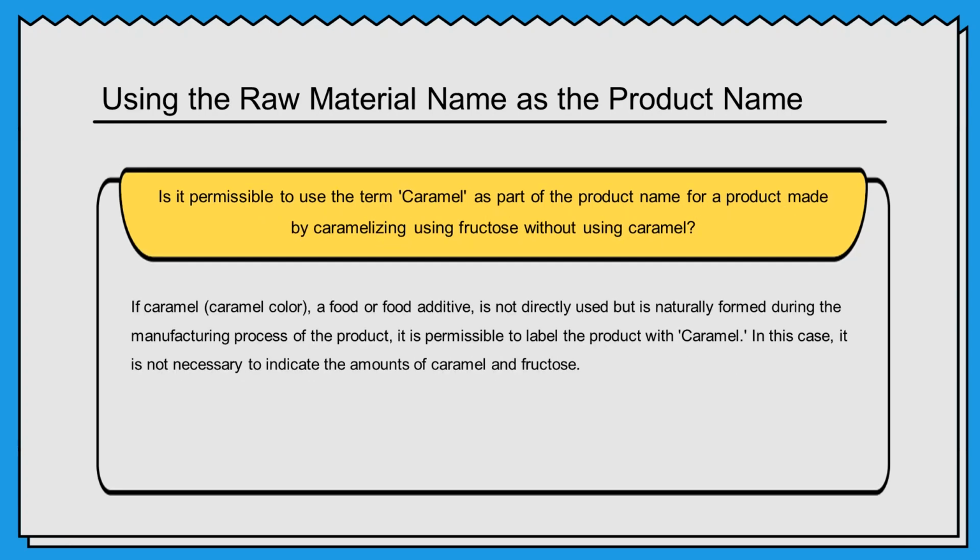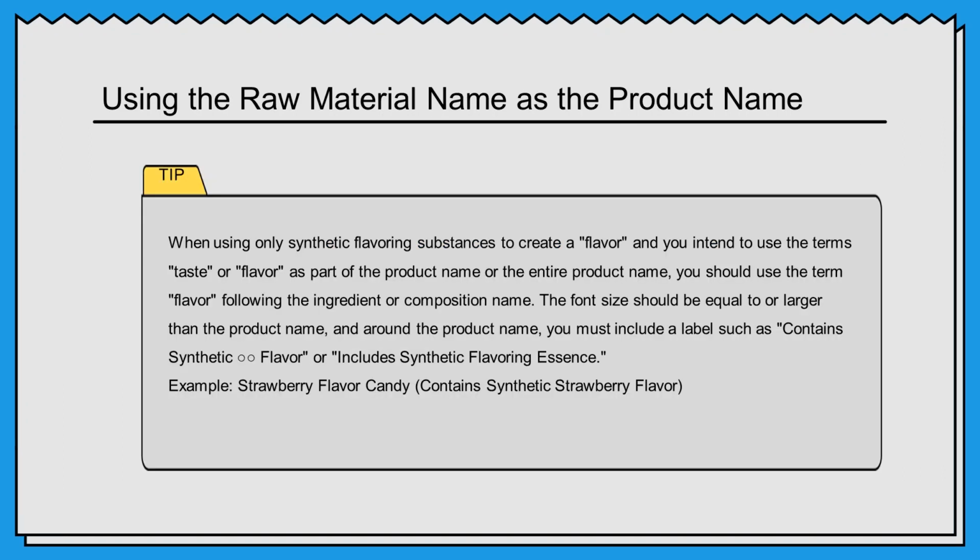If a certain food or food additive is not directly used, but is naturally formed during the manufacturing process of the product, it is permissible to label the product name with the food or food additive term. In this case, it is not necessary to indicate the amount of the naturally formed food or food additive. When using only synthetic flavoring substances to create a flavor, and you intend to use taste or flavor as part of the product name, you must include a label around the product name with the term synthetic included, such as contains synthetic XX flavor. The font size should be equal to or larger than the product name.